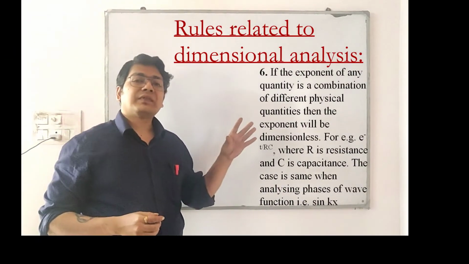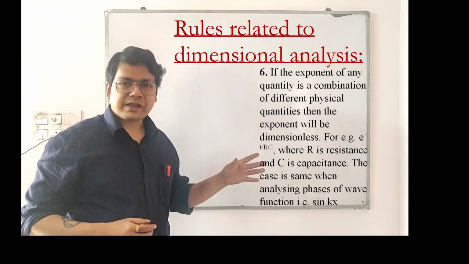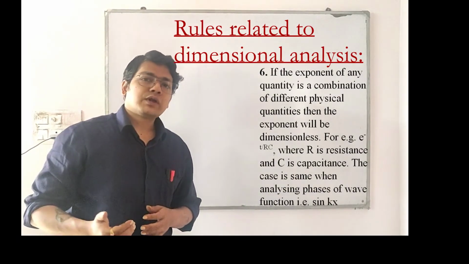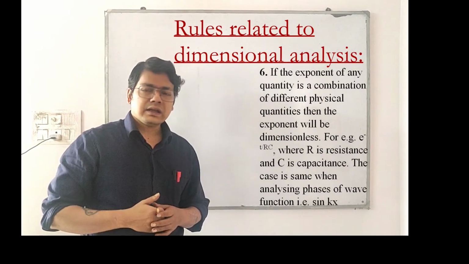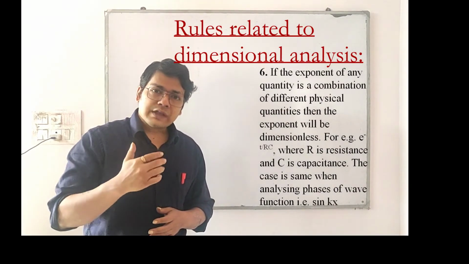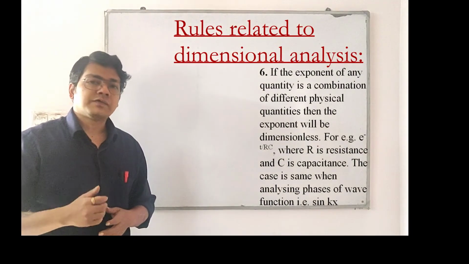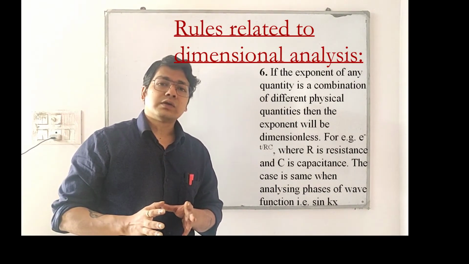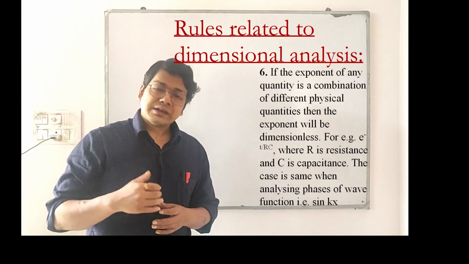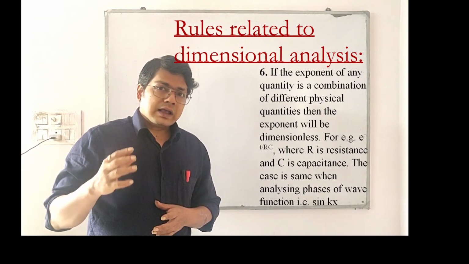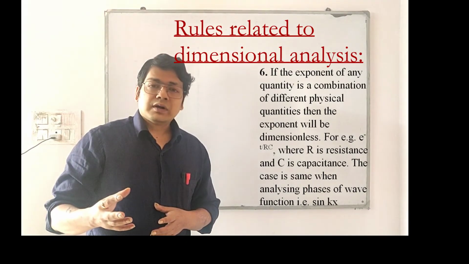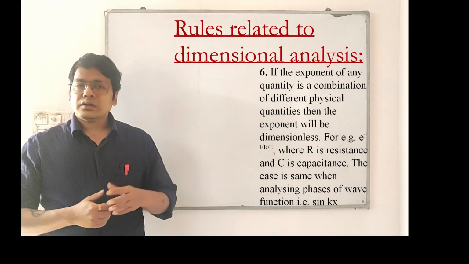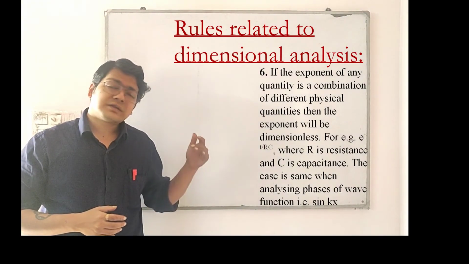And the sixth rule might be a little complicated at this stage. The sixth rule says that if the exponent to any physical quantity or number contains a combination of physical quantities, then the net combination of the physical quantities will be dimensionless. The reason is that the exponent to any quantity or number cannot have any dimensions, and as you proceed in physics through various derivations, you will find out that this is true.